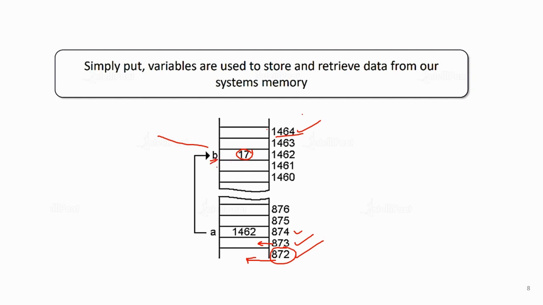Okay, now when you do b is equal to 17, this 17 will be assigned to b. B is this particular memory location having this particular address. So the variable can be taken as a memory location in which we will assign the value.